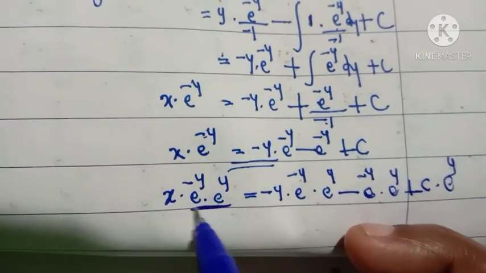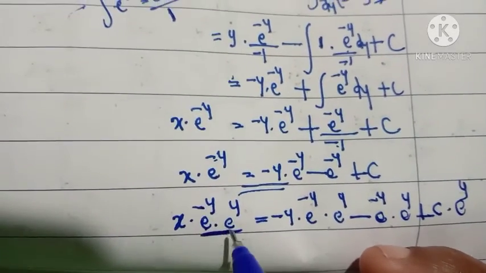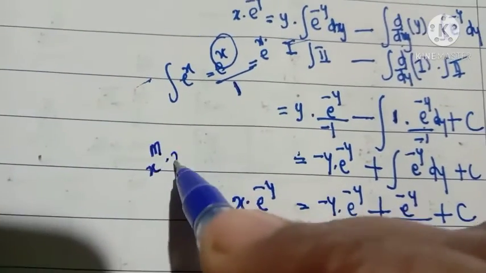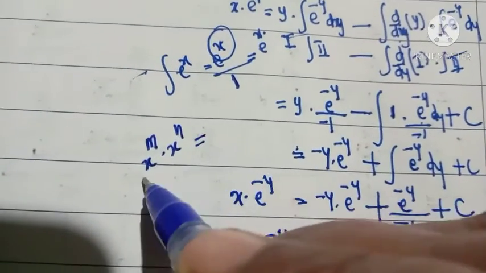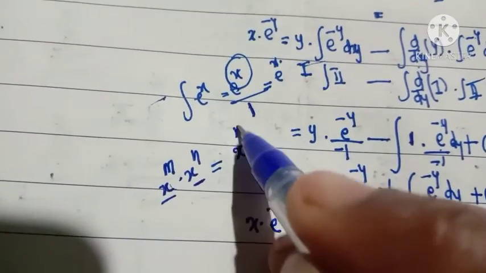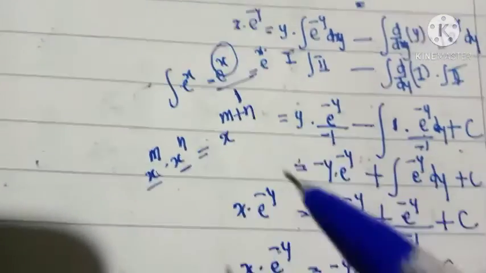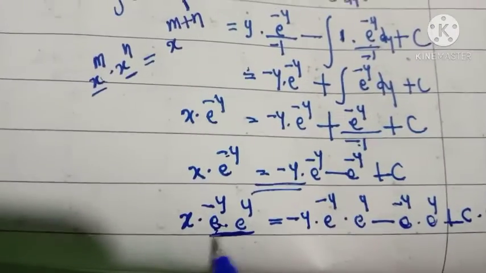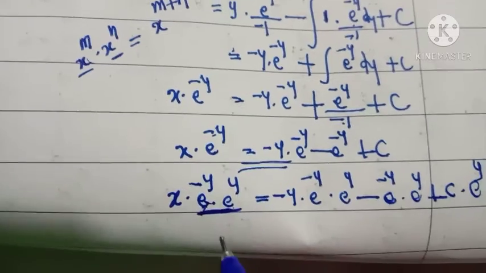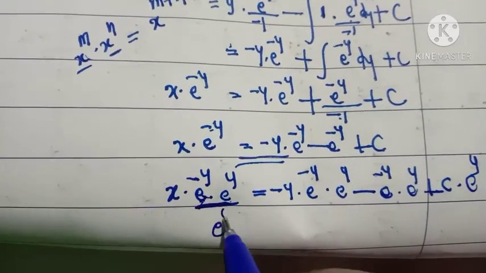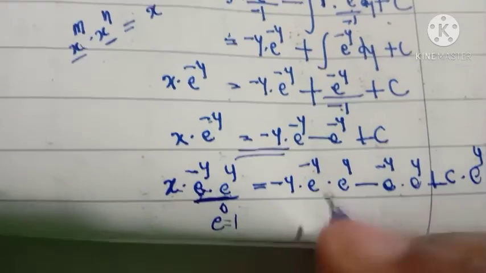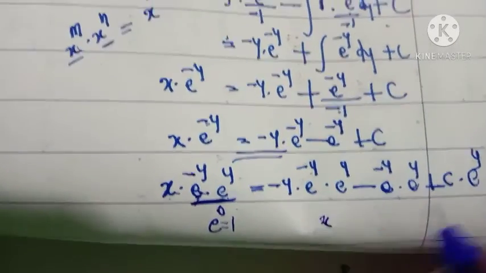Now look at here, e raised to minus y into e raised to y. So it is of the form x raised to m into x raised to n. Bases are same. So this is equal to x raised to m plus n. So here base is same. So e raised to minus y plus y. E raised to minus y plus y is 0. E raised to 0 is 1. So x into 1, x.